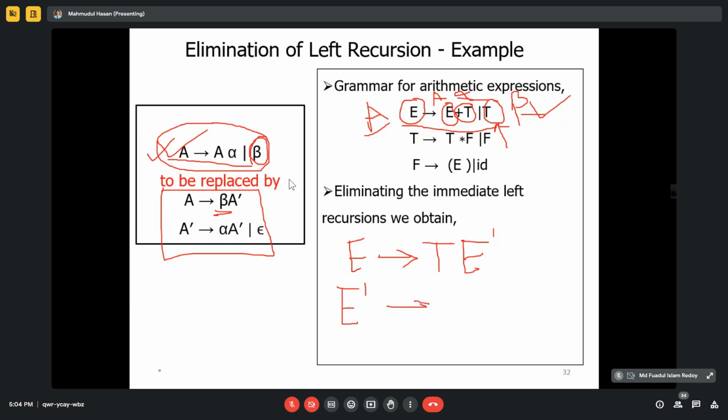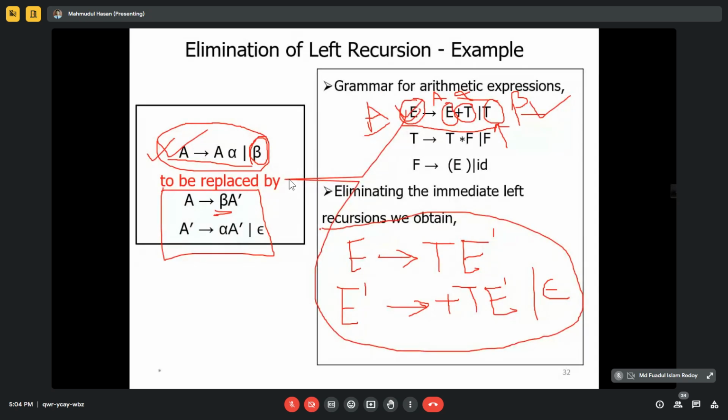Okay, then alpha A dash. So what is alpha? Plus T. Then A dash, that means E dash. Then epsilon. So now this production rule is replaced with those production rules, and there is no left recursion problem. Got it, everyone? Yes, sir.